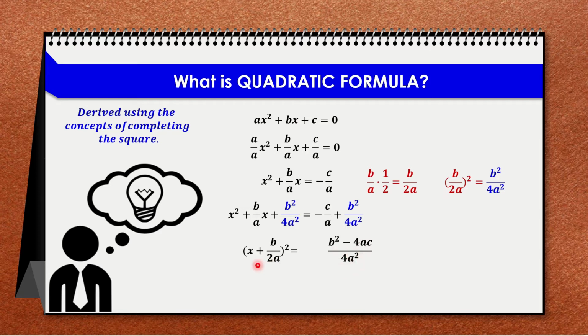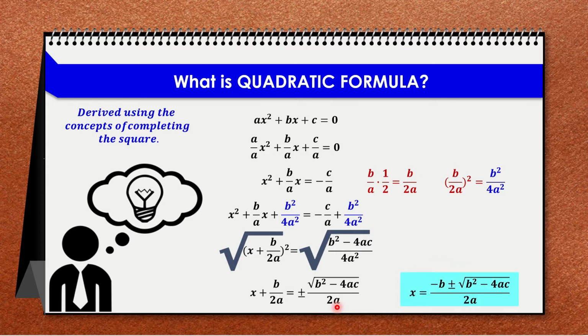Since we are done with finding the factors of the left side and simplifying the right side, we will now extract the roots of both sides. So we have x plus b over 2a is equal to plus or minus the square root of b squared minus 4ac over 2a. So this means that our quadratic formula is x is equal to negative b plus or minus the square root of b squared minus 4ac, over 2a.